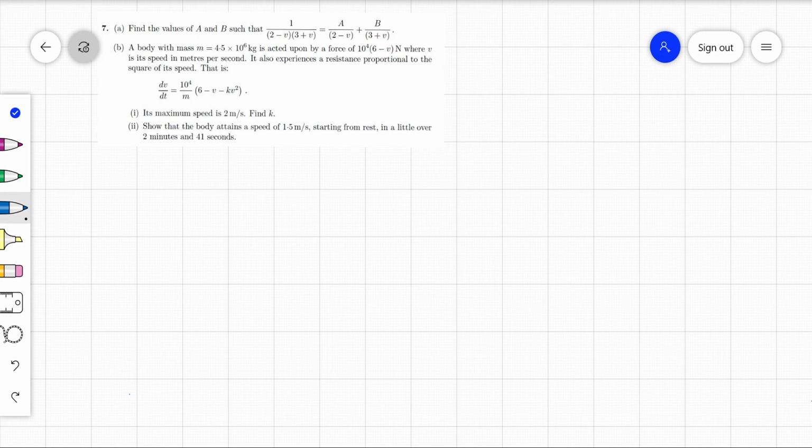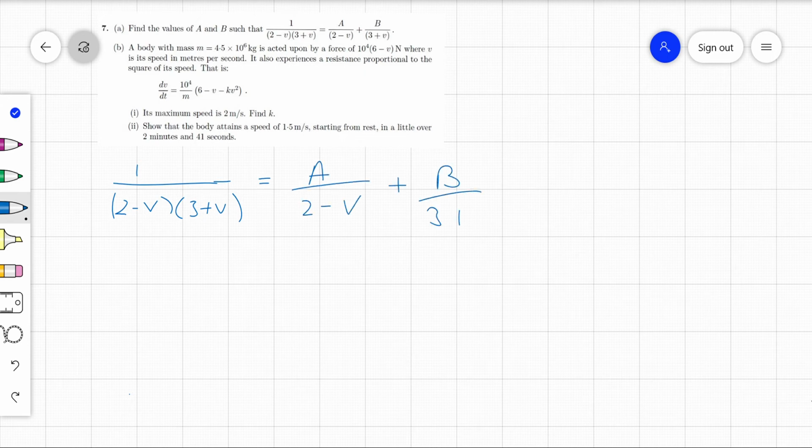All right, so the first question has to do with partial fractions. So we've done that before, but I'll just go over it. Let's have a look at this. So we know this is A on 2 minus v plus B on 3 plus v.